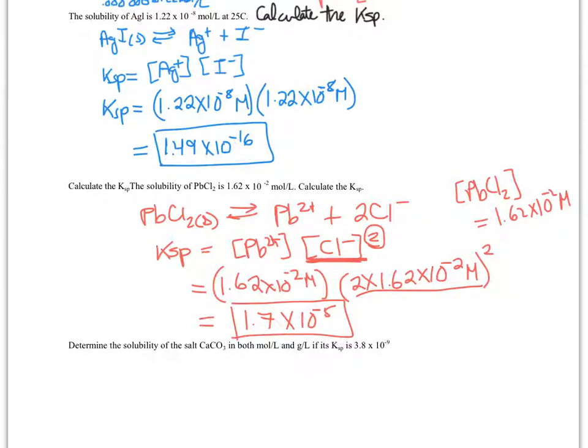It's still reactant favored. However, it's much, much bigger than this number is. And so PbCl2 is more soluble than AgI, which makes sense looking at the concentration of a saturated solution here. This was 10 to the negative second moles per liter. The other one was 10 to the negative eighth moles per liter. Let's try one more.